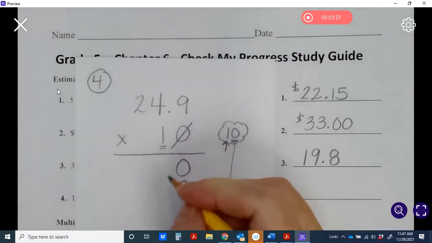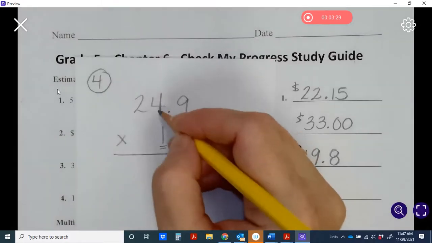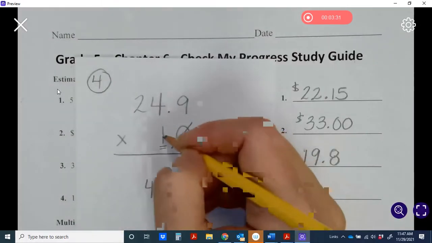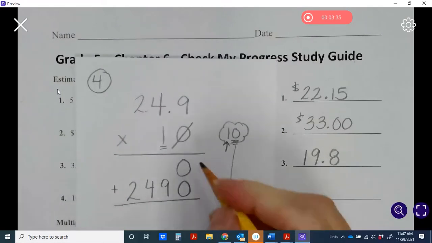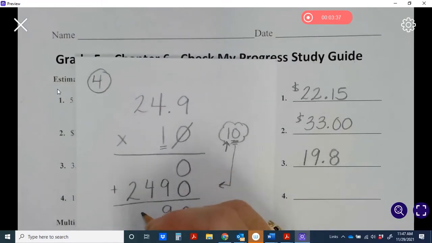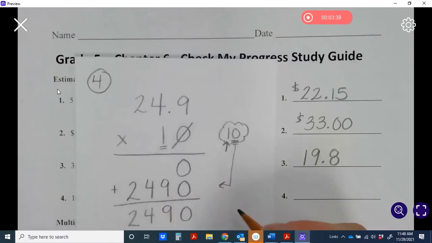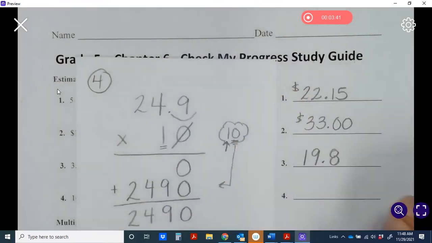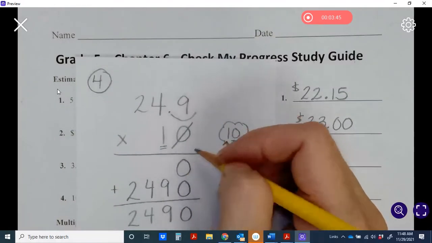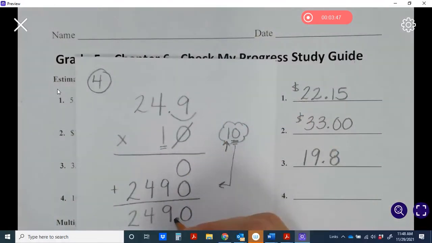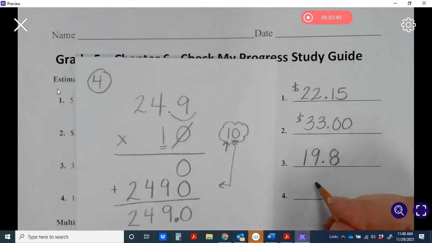1 times 9 is 9. 1 times 4 is 4. 1 times 2 is 2. I add my numbers together, and I get 0, 9, 4, 2. There's 1 decimal place in my top number, no decimal places in my bottom number, for a total of 1 in my answer. My answer is 249.